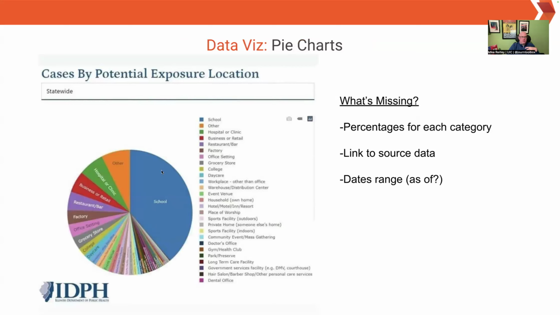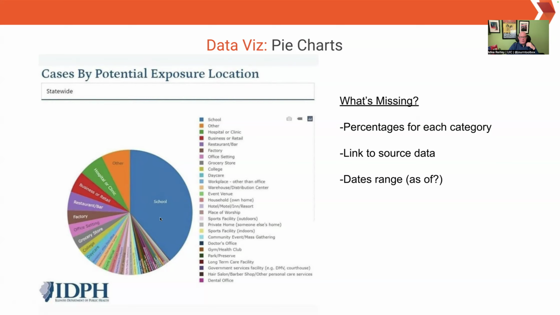Here's a pie chart that shows a breakdown of a budget. See what's missing here? The date ranges are kind of missing here. But this is the Chicago Department of Public Health's breakdown of COVID, not a budget, COVID exposure.